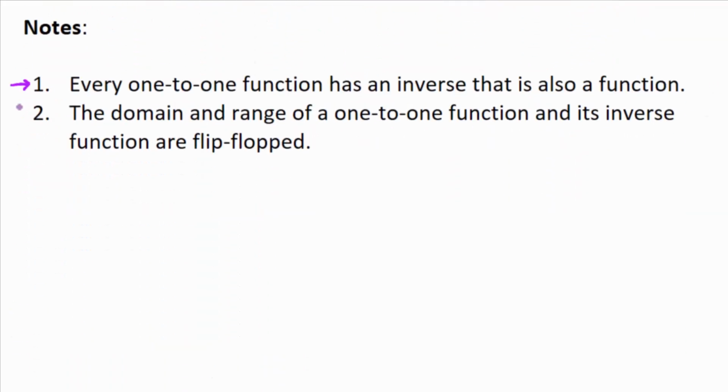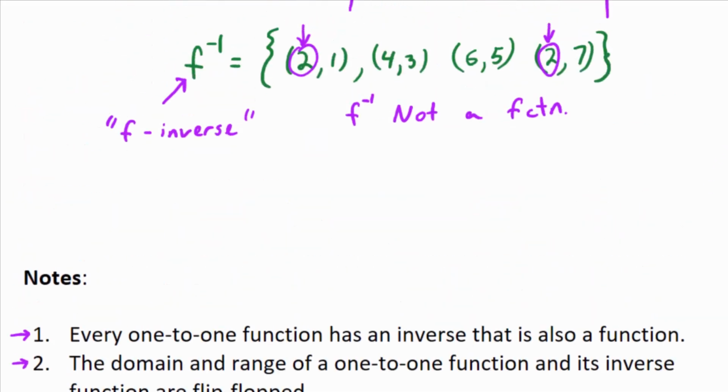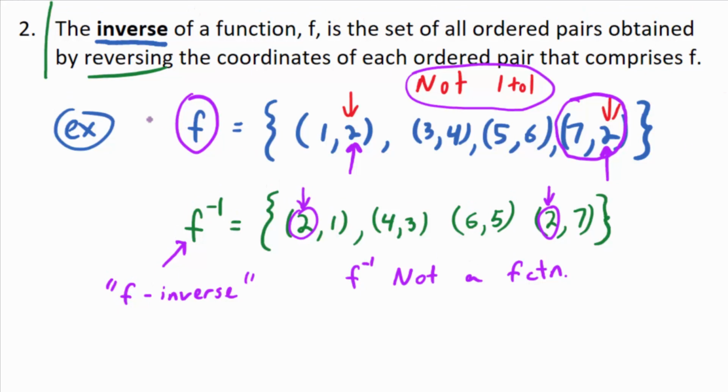Okay, so that was note number one. Note number two, the domain and range of a 1-to-1 function and its inverse function are flip-flopped. That's a very technical mathematical term, right? Flip-flopped. So, okay, think about this in terms of the domain and range of, well, this guy's not a function, but we can still think of the domain as the set of all inputs and the range as the set of all outputs.